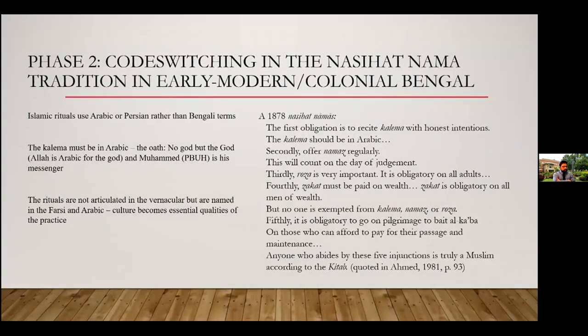So once we get past the 19th century and with the British firmly in control, you get a development of a new genre that emerges, which is the Nasihatnama, or the prose directions of Islamic instruction.